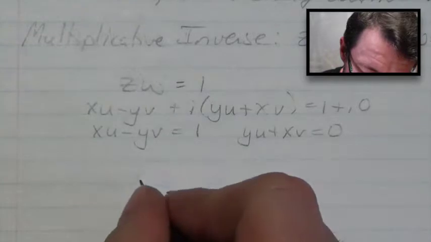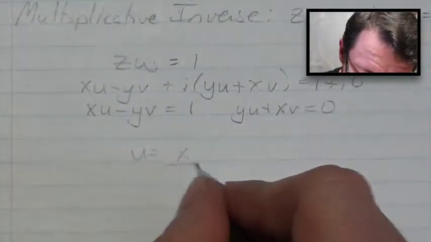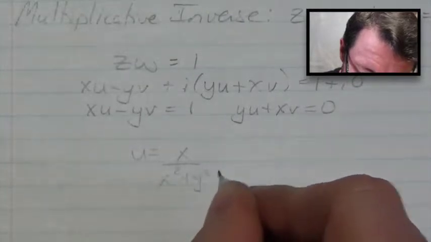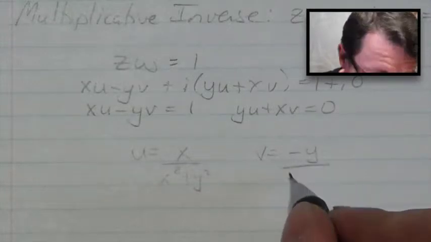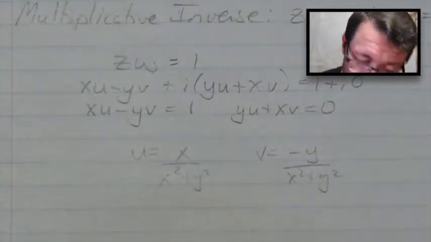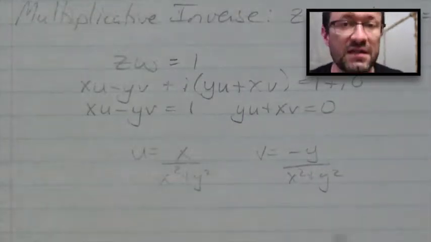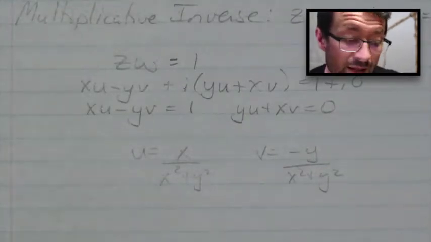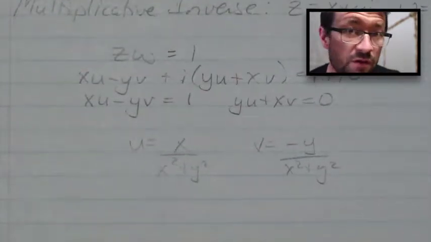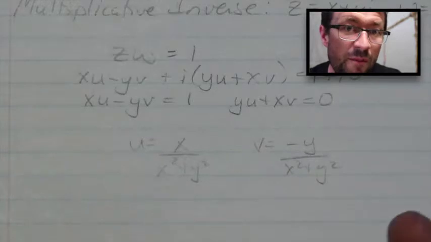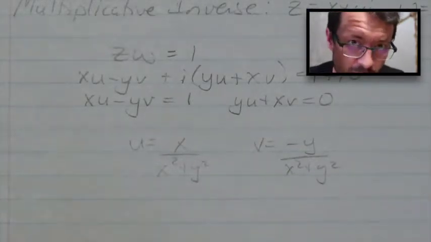So solving this resulting system of equations, u is going to be x over x squared plus y squared. And v is going to end up being negative y over x squared plus y squared. Okay, so this is the result, and this is what gives us this multiplicative inverse. Now it's important that this multiplicative inverse exists. Okay, there's some little rules that are going to pop out of that. You're going to recognize right away, like, yeah, that's an important property here.